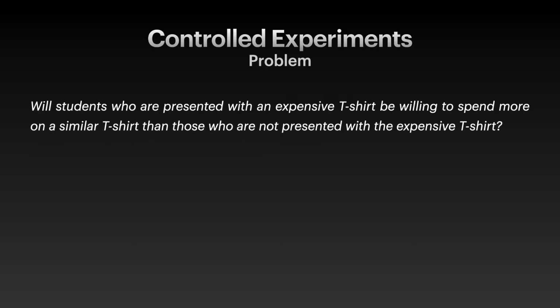The good thing about this is that now I'm getting them to put in a number, and that number is continuous. People can choose to put 33 in, they could put 44 in, or whatever number they want. That leads me to the next part, which is a revision of this question. Will students who are presented with an expensive t-shirt be willing to spend more on a similar t-shirt than those who are not presented with an expensive t-shirt? So now we're getting to how much people are willing to spend based upon the information that I present to them before I ask them how much they're going to spend.